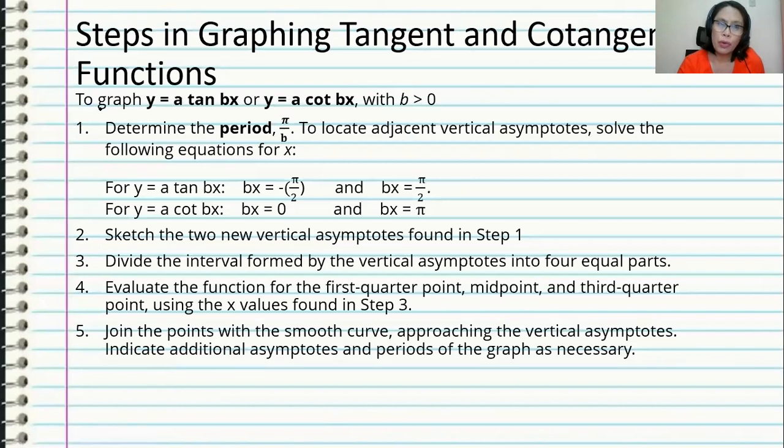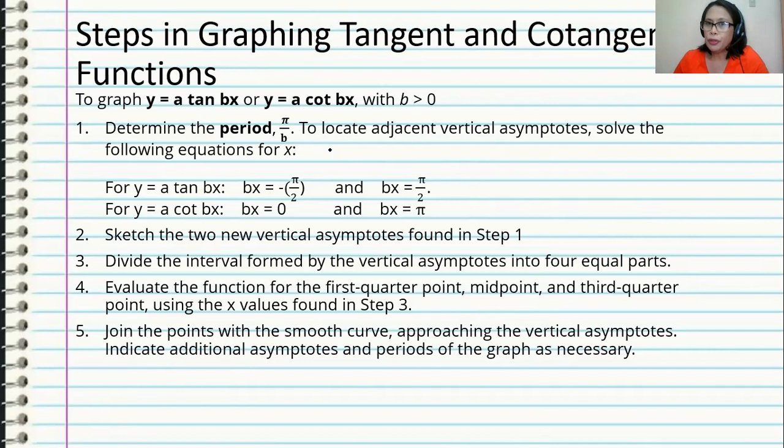So how do we sketch the graph of tangent and cotangent functions? To graph y equals a tangent bx or y equals cotangent bx with b greater than 0, we can determine the period by initially starting with pi. Now, as b increases, the period gets narrower, or decreases. So the period would become pi over b, meaning we divide the period pi by whatever the value of b is.